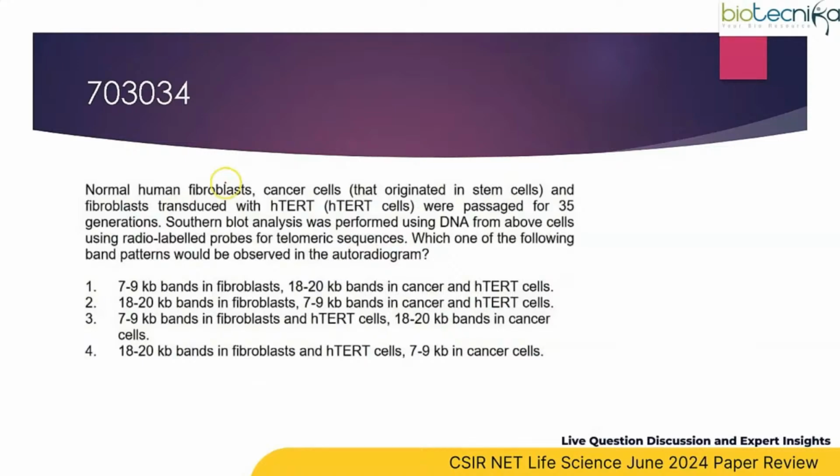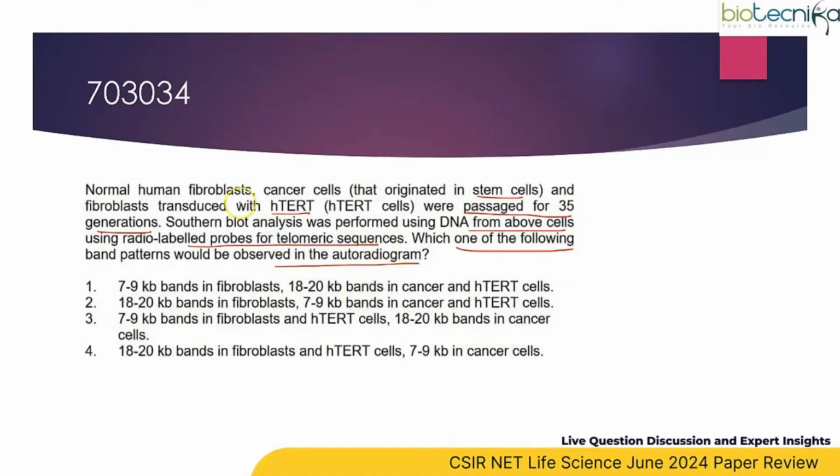Next, 703034. So here it says normal human fibroblast cancer cells that originated in stem cells and fibroblasts transduced with HTERT were passaged for 35 generations. Southern blot analysis was performed using DNA from above cells using radio-labeled probes for telomeric sequences. Which one of the following band patterns will be observed in the autoradiogram?